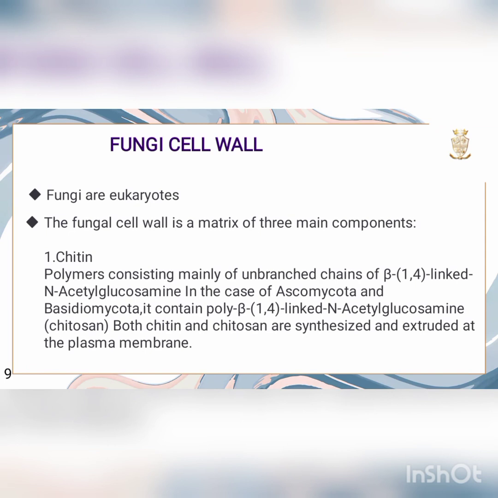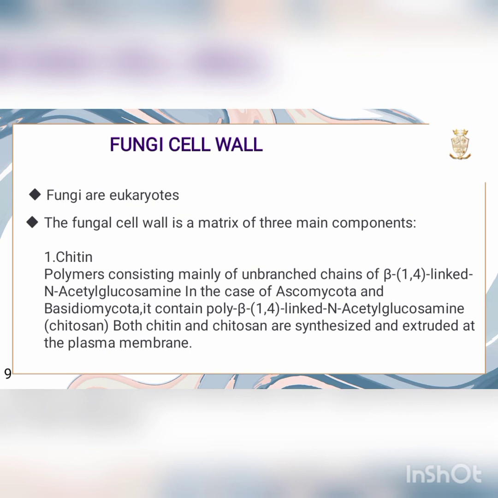The next type of cell wall is fungi cell wall. We all know fungi are eukaryotes. It mainly consists of three main components: chitin, glucan, and proteins. Chitins are the polymers that consist mainly of unbranched chain of beta-1,4 linked N-acetyl glucosamine.